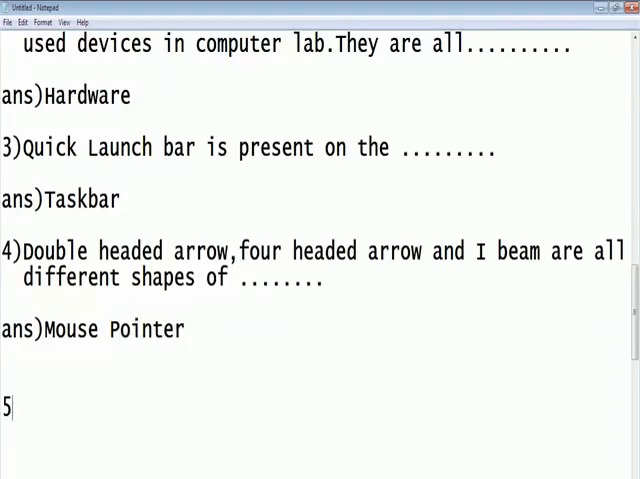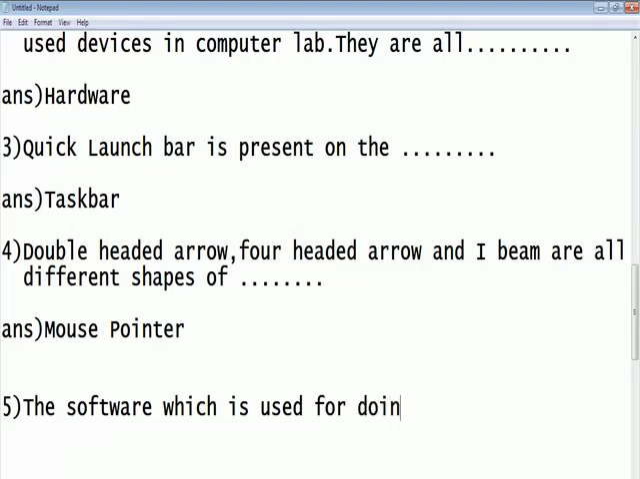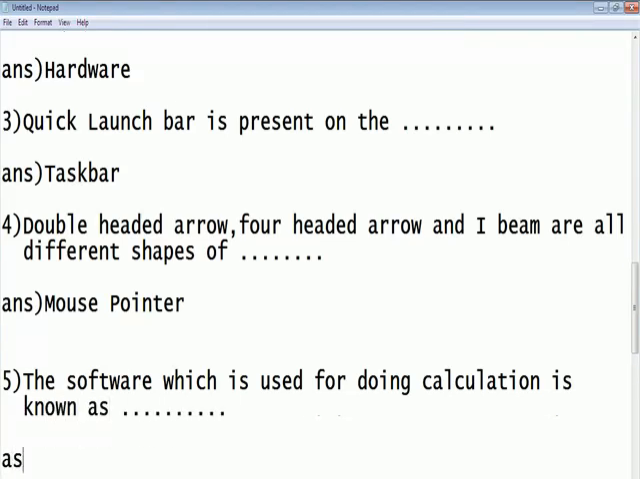Now the fifth question is, the software which is used for doing calculation is known as dash. So the answer is calculator.